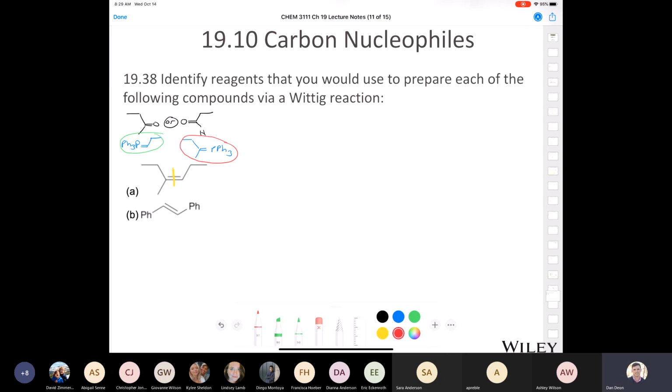If I made the one in the green circle or the one in the red circle? Remember, the first step is an SN2, a triphenylphosphine and an alkyl halide. Yeah, so everybody's saying the green, and the greens have it, right? Give it the green light. Absolutely. So what you would want to do then is you count the carbons in that Wittig reagent.